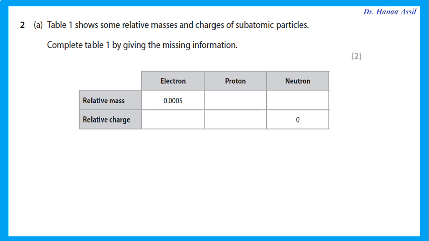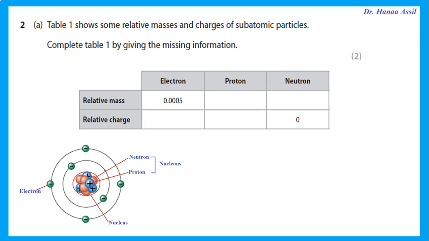Table 1 shows some relative masses and charges of subatomic particles. First of all, you should know the word subatomic particles means the particles inside the atom, which are protons, neutrons, and electrons. These are referred to as subatomic particles. Of course, protons and neutrons are inside the nucleus, and electrons are moving in energy levels around it.